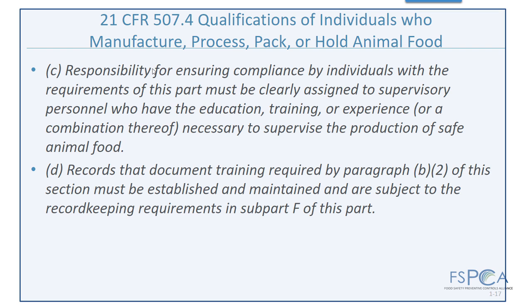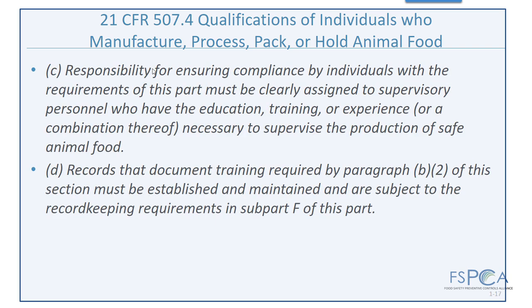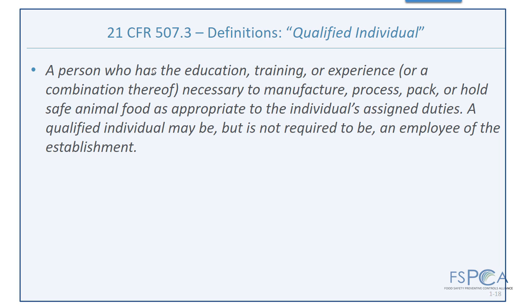And then records that document the training required by paragraph B2, which is this one over here about hygiene training, of this section must be established and maintained and are subject to the record-keeping requirements in subpart F. And that's what we'll go over at the end of this chapter. Okay? So that's 507.4.